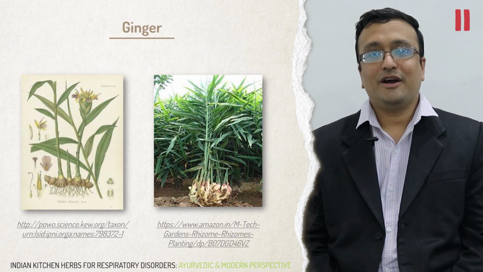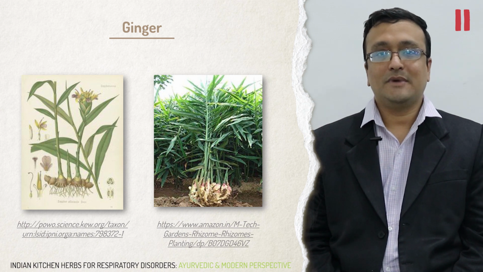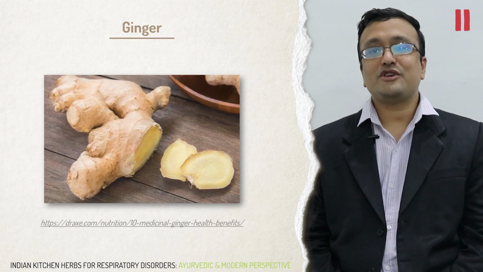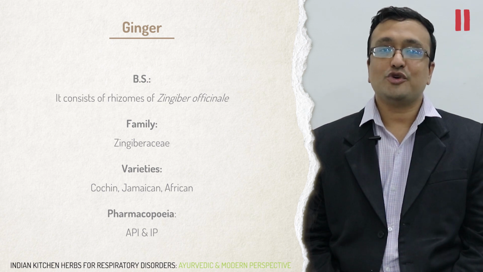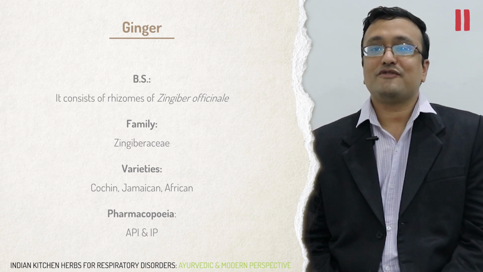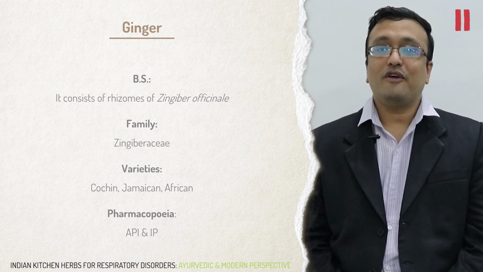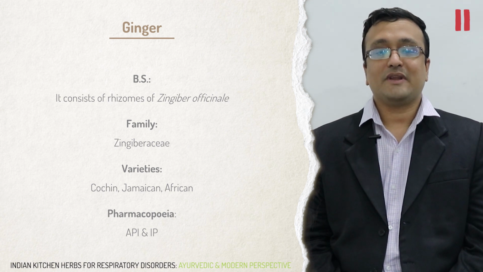After turmeric, we bring you another popular kitchen herb, that is ginger. This is how a ginger plant looks. And this is what we have in our kitchen. The biological source of ginger consists of the rhizomes, just like the rhizomes in the case of turmeric. Ginger also consists of the rhizomes of Zingiber officinale, belonging to the family Zingiberaceae.